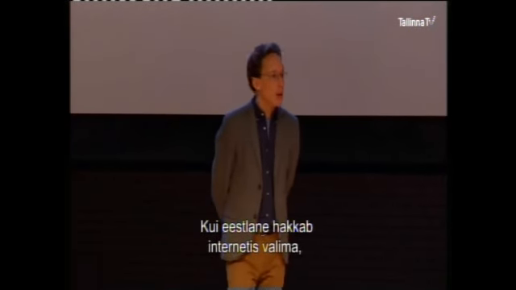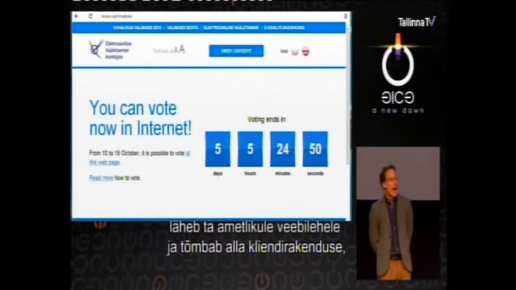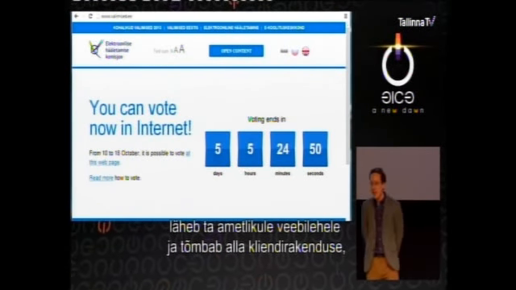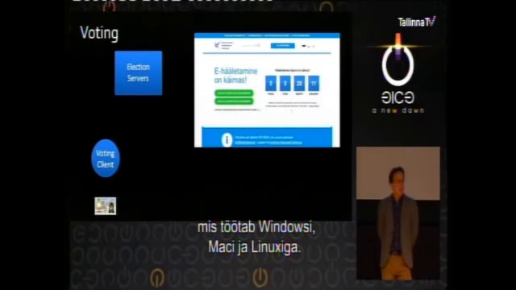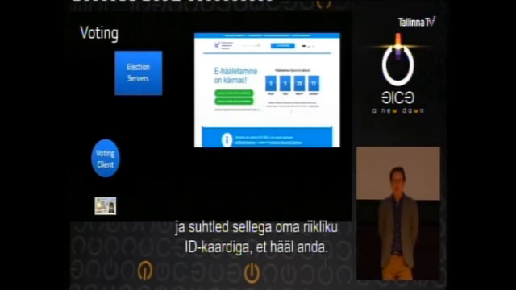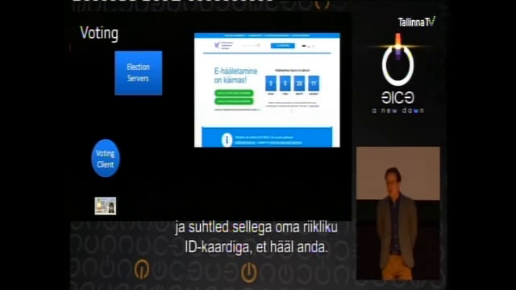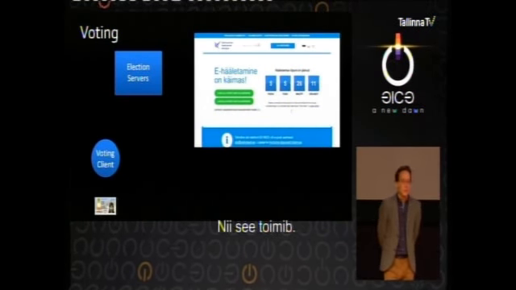So as an Estonian going to vote online, the first thing you do is go to an official website and download a client application. This is available for Windows, Mac, and Linux. Then you install the client on your computer, and you proceed to interact with it using your smart card, your national ID, to cast your vote. So here's how it works.